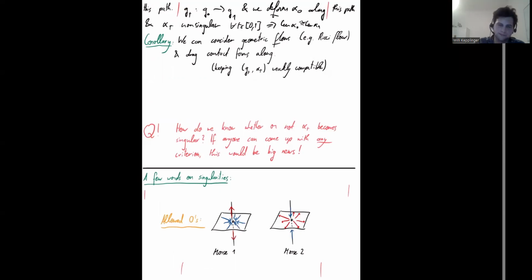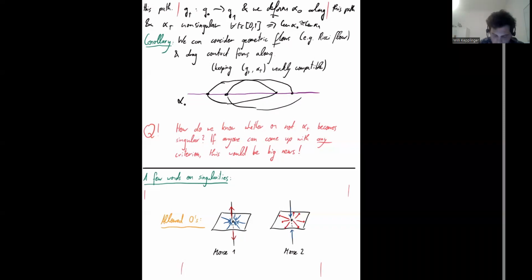The only problem here is that, as I mentioned, it could be that you start out with an honest contact form alpha 0. Now you do this evolution, this one parameter family of contact forms, and for some time alpha t is going to stay a contact form since the contact condition is open. But at some point, it could be that some singularities evolve. And that's bad news because you can't actually use Gray's theorem in that case. Now at some point, maybe the singularities annihilate again, though they don't necessarily have to. And then you get some contact form alpha 1. But since you can't use Gray stability in this case, it could be that the contact structures are not isotopic.